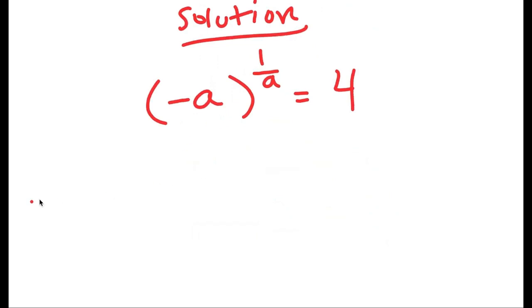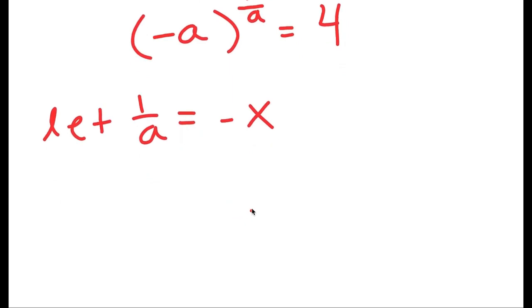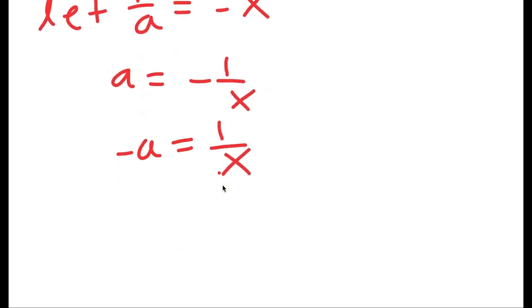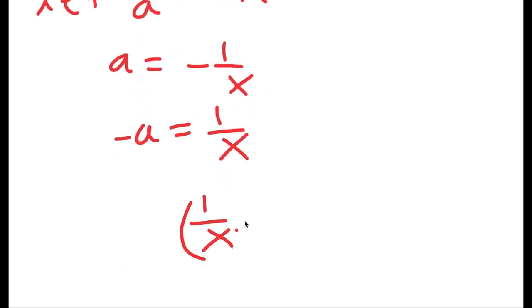Now, I'm going to let 1 over a equal negative x. Meaning, a is equal to negative 1 over x if I rearrange these variables, and negative a is equal to 1 over x. So this means that I have 1 over x to the power of negative x is equal to 4.